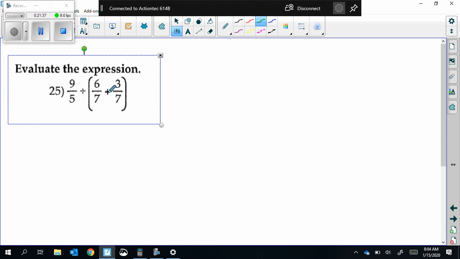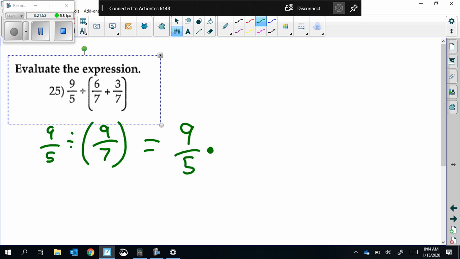Evaluating, now we've got division and addition. We have to do the addition first because it's in parentheses. They have the same denominator. Super easy. That's 9 over 7. Just add the numerators. Now, since it's division, we keep the first one, change divide to multiply, and the second fraction gets flipped. Easy simplification here is the 9 on top, 9 on bottom. Those cancel out. Final answer's 7 over 5.